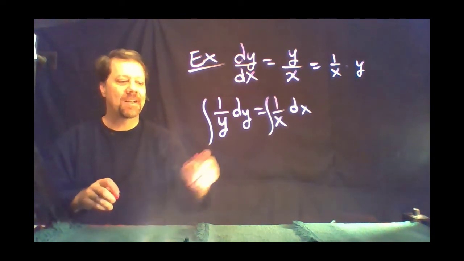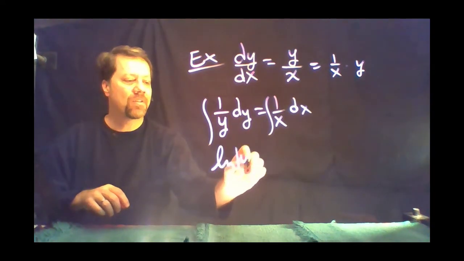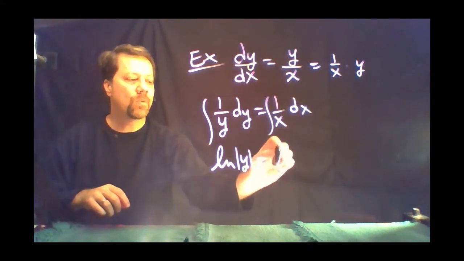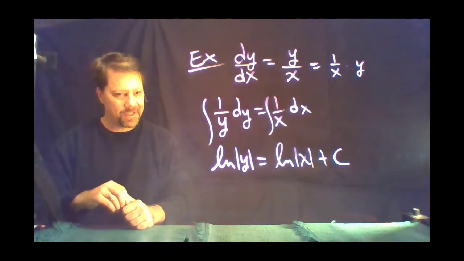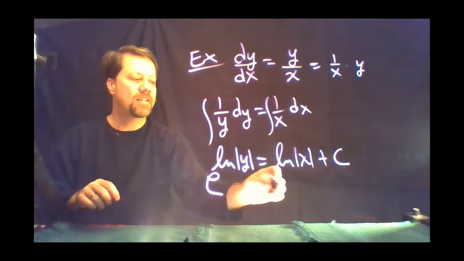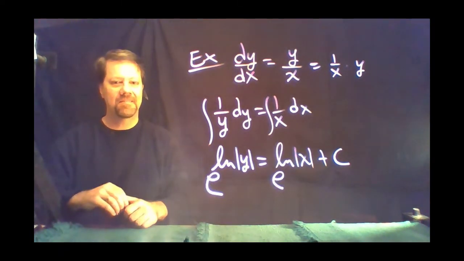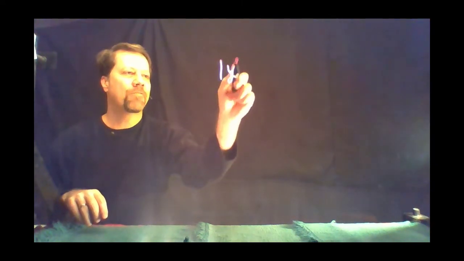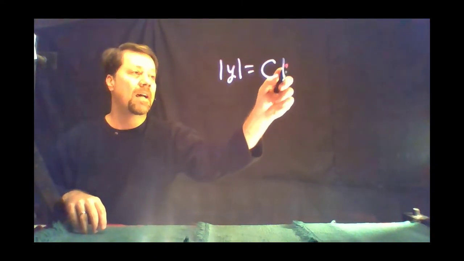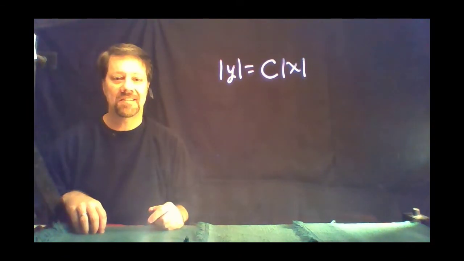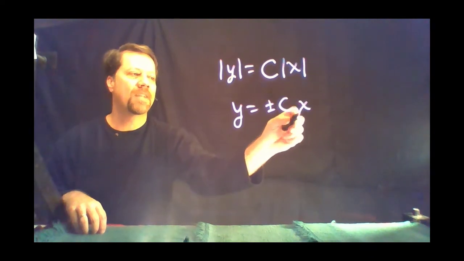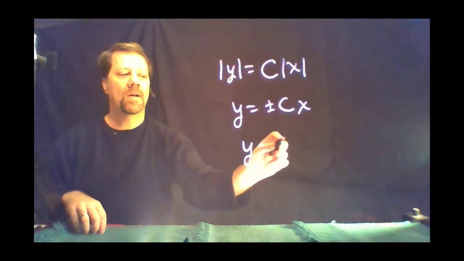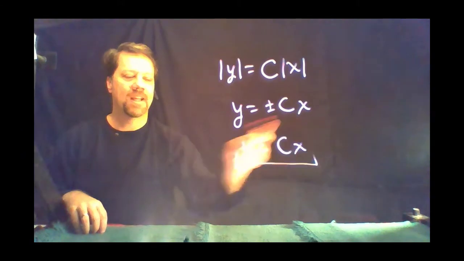Let's see what happens. We get the natural log of the absolute value of y equals the natural log of the absolute value of x plus an arbitrary constant of integration. We can exponentiate both sides, and then we get the absolute value of y equals a constant times the absolute value of x. This has solution y is plus or minus a constant times x, or y is a constant times x.